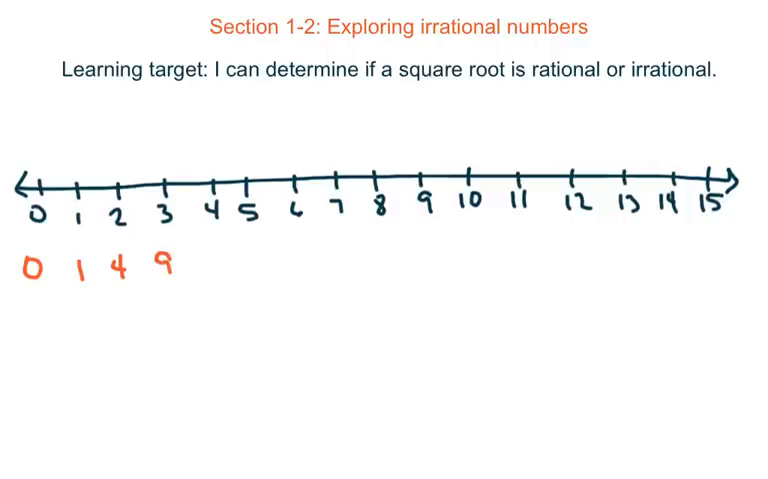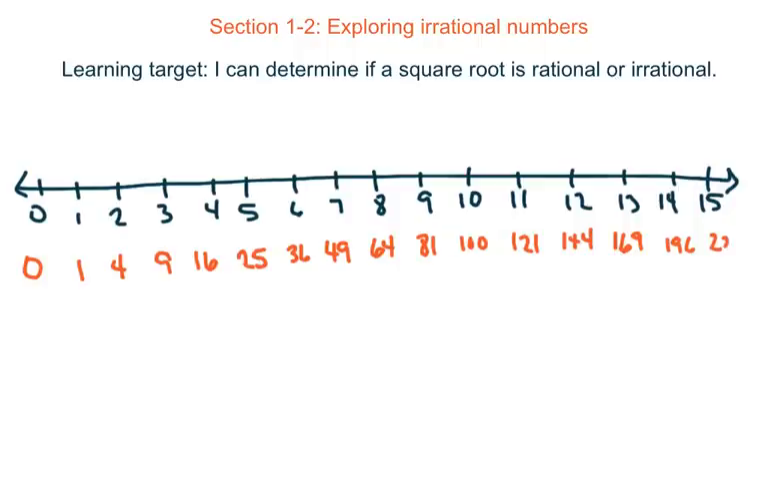4 squared is 4 times 4, which is 16. 5 squared is 25. 6 squared is 36. 7 squared is 49. 8 squared is 64. 9 squared is 81. 10 squared is 100. 11 squared is 121. 12 squared is 144. 13 squared is 169. 14 squared is 196, and 15 squared is 225.